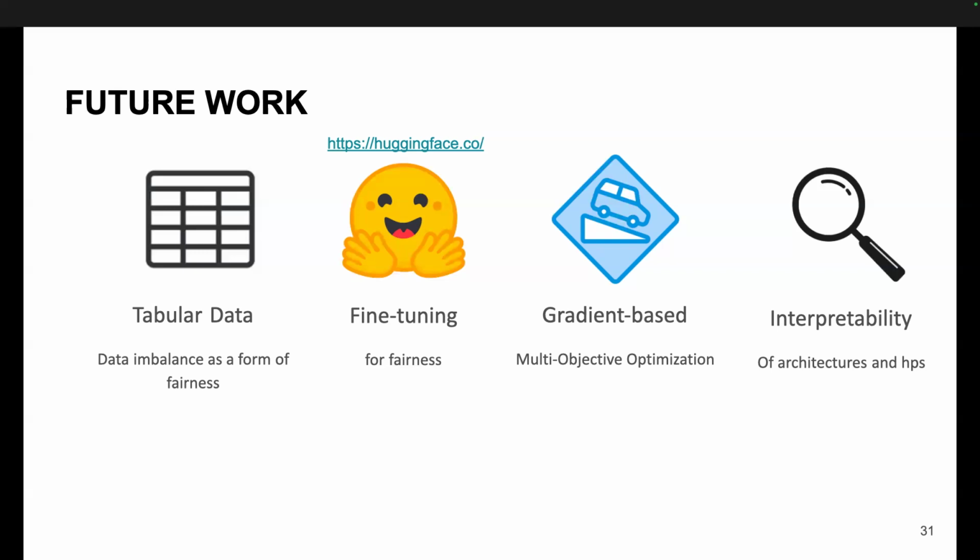Another direction that I'm quite interested in is interpretability of architectures, that is, assigning different design choices of architectures and hyperparameters to specific gains in metrics. I think that is quite lacking in the AutoML community, and this is something I would like to explore further.